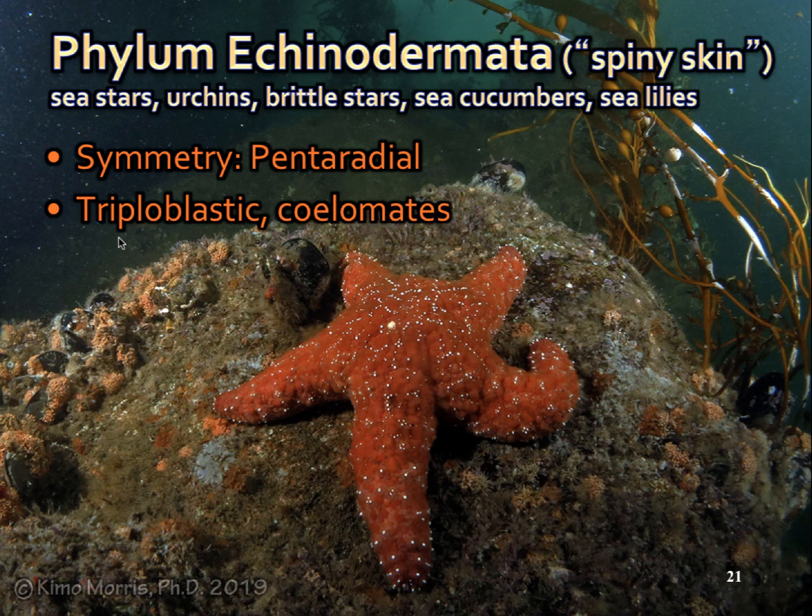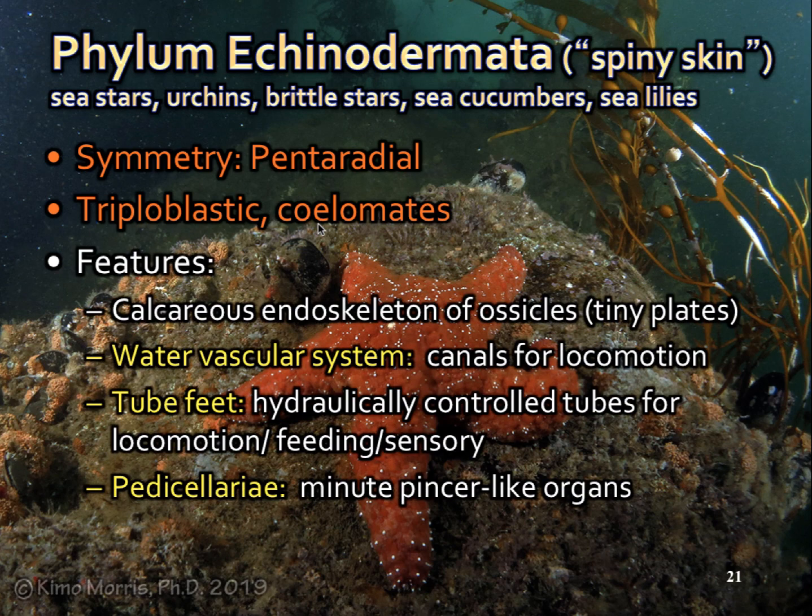Also, these organisms are triploblastic and are true coelomates. So again, those are the 3 main things that we look at in the major body form of these organisms. And now we can move on to the unique features that they might have. So here are some unique features found in all echinoderms in general, and then what we're going to do is go down through each of the major echinoderm groups and look at how these are expressed within those groups.